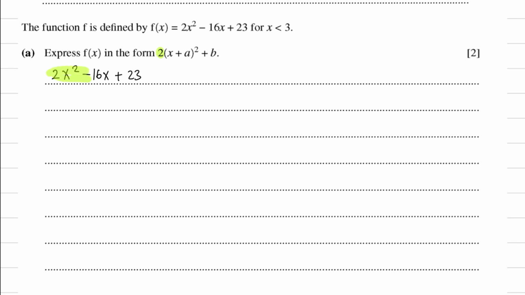You just factorize the 2 from these two terms. So that will give you 2 open bracket x squared minus 8x. So we take out the 2 plus 23. And after that, we do the completing the square for this part only. So the b value for this one is minus 8, right? A number in front of x. So we just divide by 2, you will get minus 4.